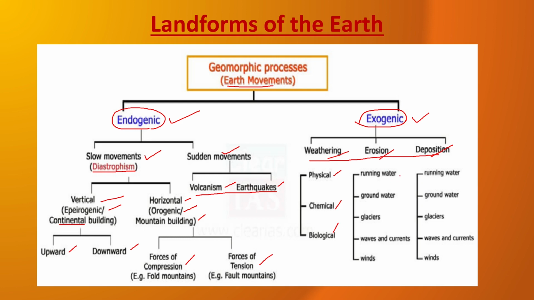Erosion can take place because of running water, groundwater, glaciers, waves and currents, sea waves and ocean currents, then winds in the desert area. Deposition by rivers, by groundwater, by glaciers, by sea waves and ocean currents, and winds.